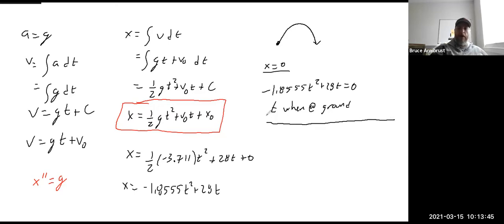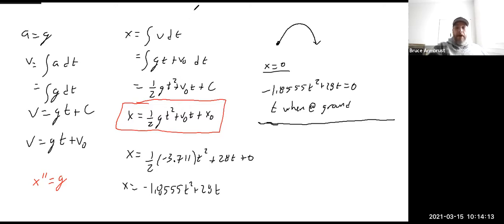So that's the first part. I want to figure out how long it's going to be in the air. And this is the same no matter whether we're on Mars, whether we're on Earth, whether we're tossing it from the top of a building, whatever. If you want to know how long it's going to be in the air, you just wait until you see how long it takes to return to the ground, to x equals 0.